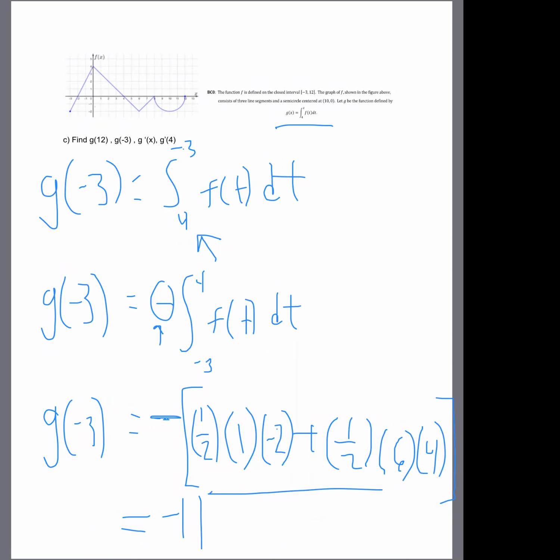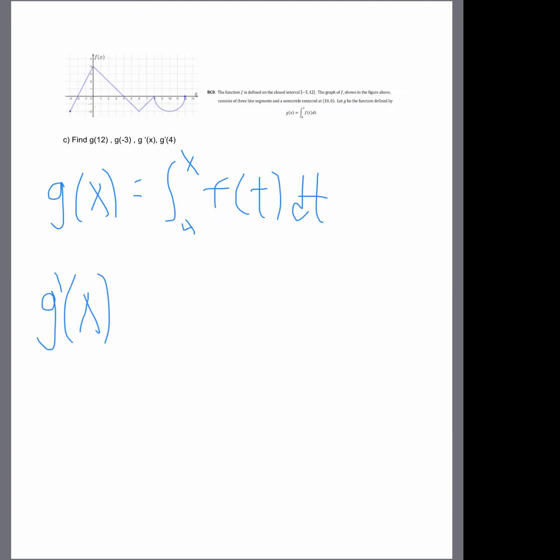So I'm going to clear it again. G prime of x. I'm going to write g of x first. You guys need to know what g of x is to get to g prime. So this basically tests your knowledge of the second part of the fundamental theorem of calculus. So really, all you have to remember is when you're taking the derivative of an integral, it's still upper minus lower, but you plug in your value there into here.